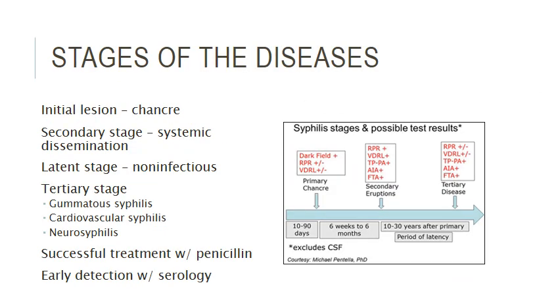Now, the stages of the disease, again, we're just going to fly through this quickly. We know that the initial lesion is called a canker, and this will occur between 10 and 90 days after the infection, with about 21 days being the average. The key thing about this canker is that it is a painless lesion. This is one of the things that helps physicians to diagnose it.